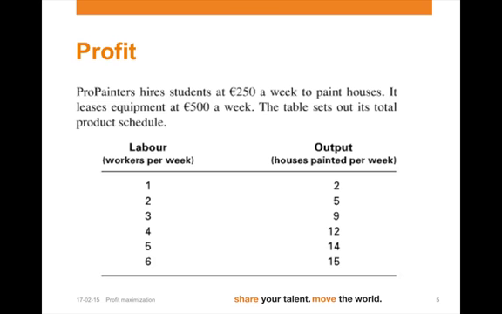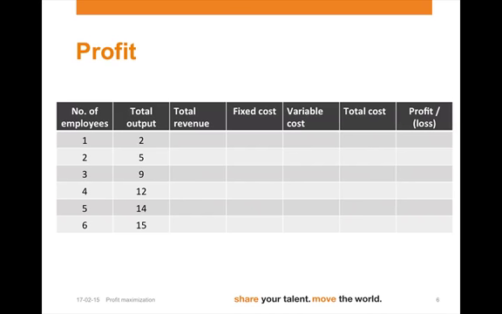Below you will find a schedule showing the relationship between the number of workers per week and the output that these workers produce. So one worker produces 2 painted houses, whereas 6 workers have 15 houses painted per week. How does that lead to profit and or loss? We have to look at total revenues. We'll have to look at total cost to determine to what extent a profit or a loss is occurred.